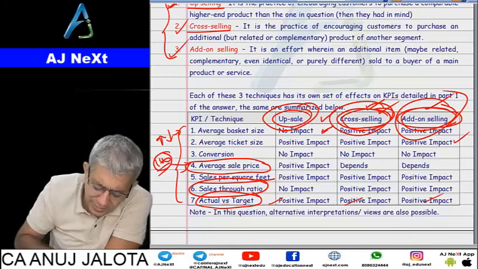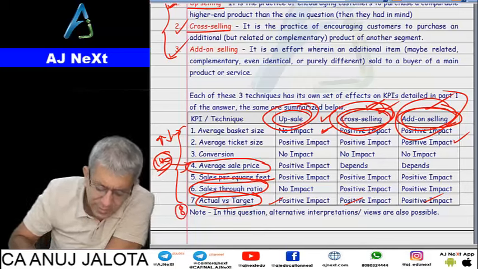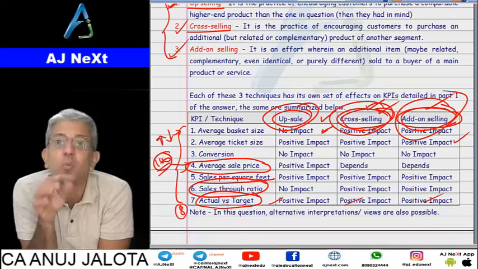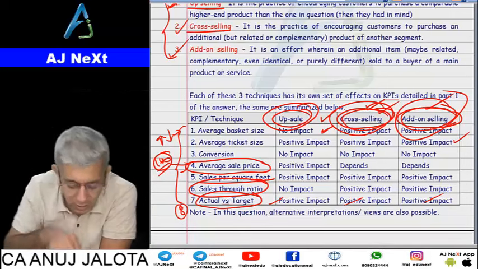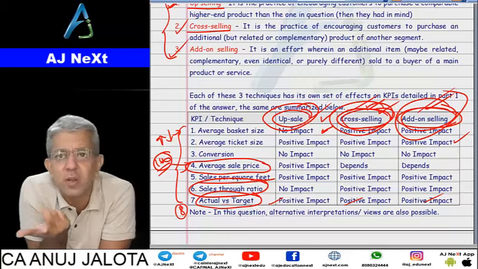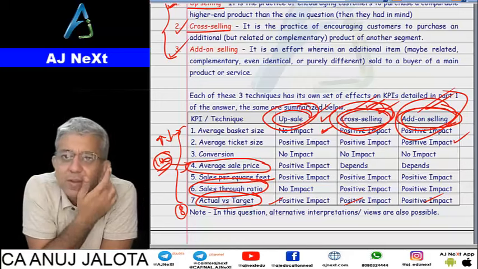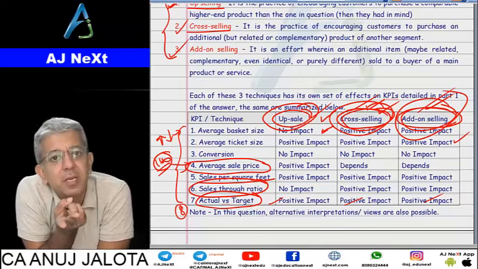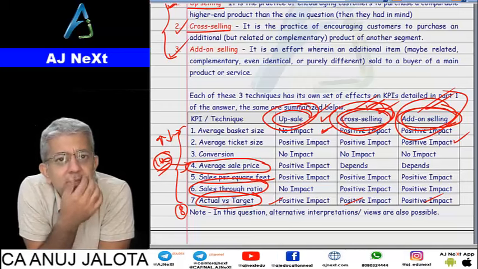In fact, point number 8, if somebody wishes to write, you can write. We had one more ratio: this month's sales versus last month's sales. Whatever you might do, under all these three options there will be a positive impact, because last month's sales will remain constant, that period is over. And whether you upsell, cross-sell or do add-on selling, in any particular case your answer will remain the same.